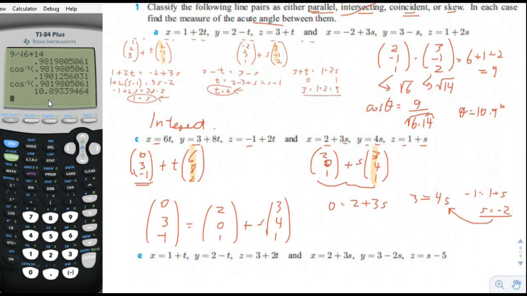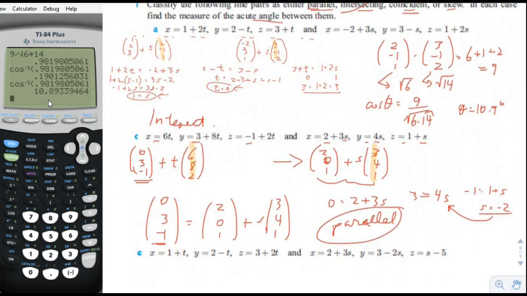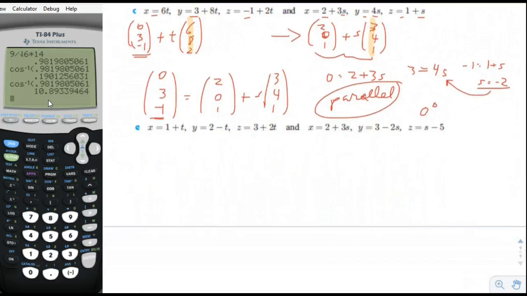So that means that this point (0, 3, 1) is not on this line, which means they are not coincident. They must be parallel because they have the same direction, but they're not coincident, so they're parallel. And we don't need to find the acute angle between them because the acute angle between them is 0 degrees. They're parallel. Okay, last one.